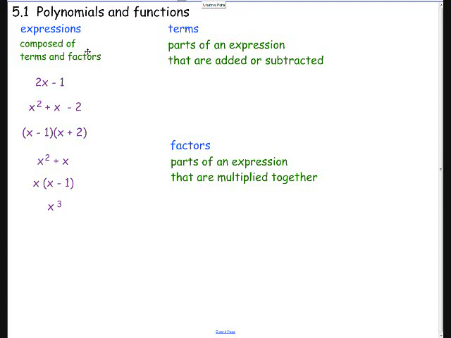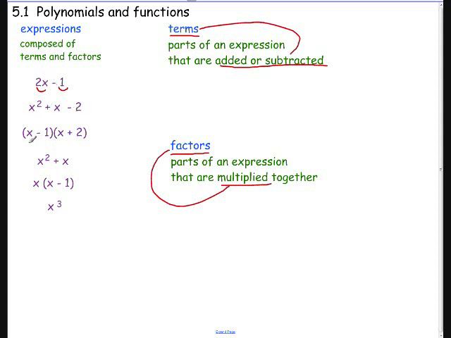We're going to spend a little bit of time here looking at expressions composed of terms and factors. Terms are the parts of an expression that are added or subtracted. Factors are the parts of an expression that are multiplied. So get that solidly in your mind: terms, added or subtracted; factors, multiplied. Right here, what do we have? We have two terms. Inside this first term, we have two factors, 2 times x.